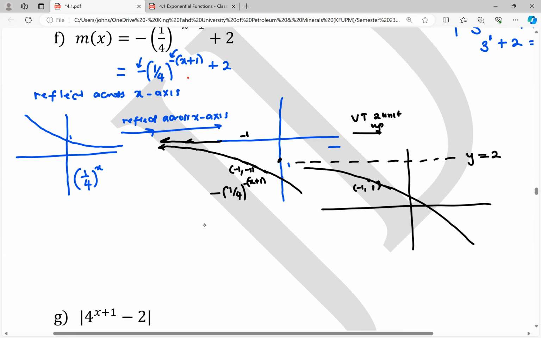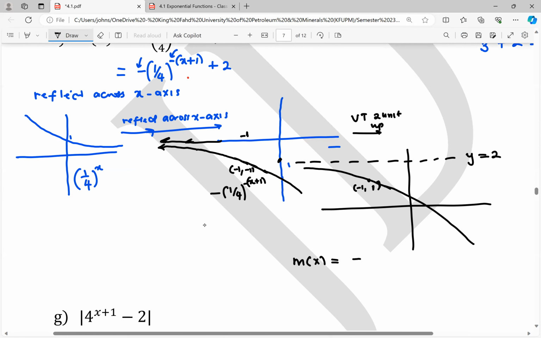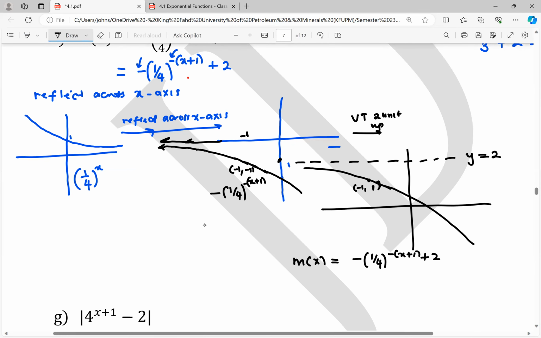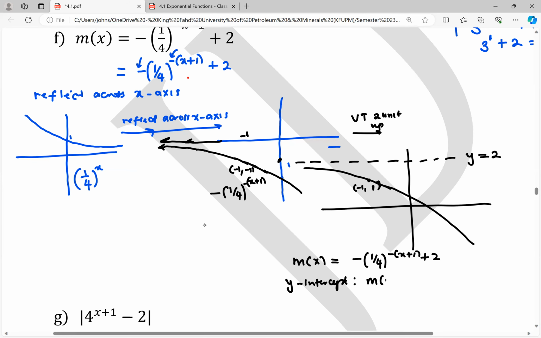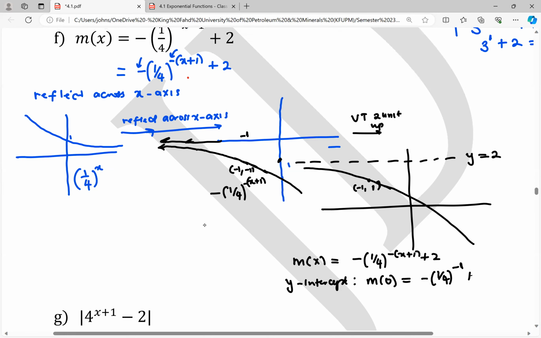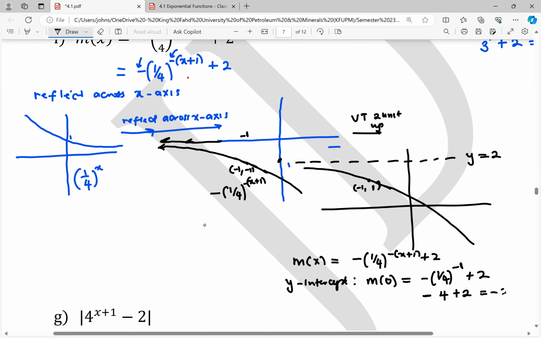Remember, we have our m of x equals minus 1 over 4 to the power minus x plus 1, plus 2, right? So the y-intercept is just m of 0, and this is going to be minus 1 over 4. If you put 0 here, you have minus 1 plus 2. This is going to be minus 4 plus 2. This is actually going to be minus 2, you see?